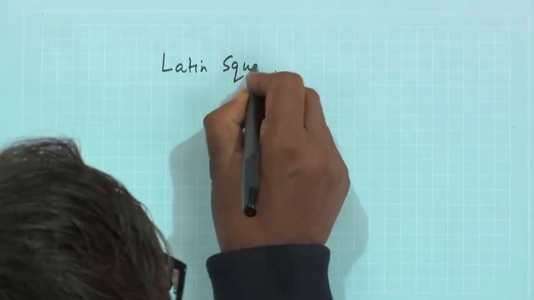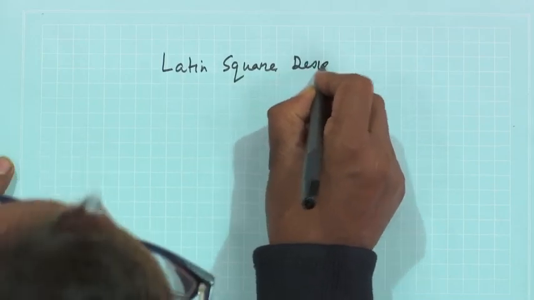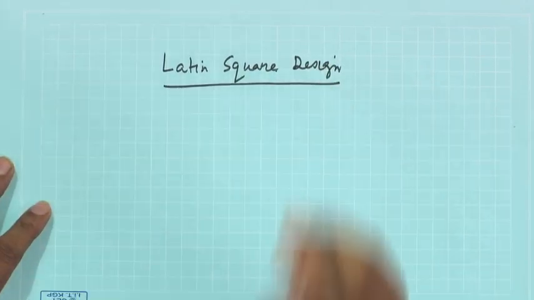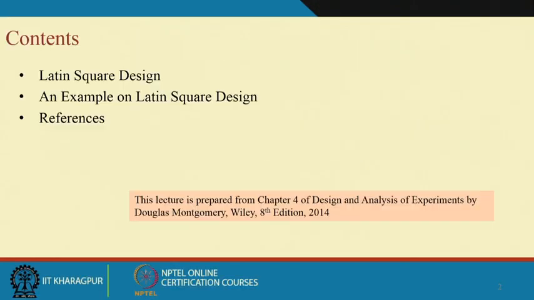Welcome. We continue randomized complete block design. In this lecture, we will discuss Latin square design. Let us see the contents. We will first explain what is Latin square design. Then we show you the statistical analysis part of Latin square design. Then one example, in fact two examples we will see, and references.